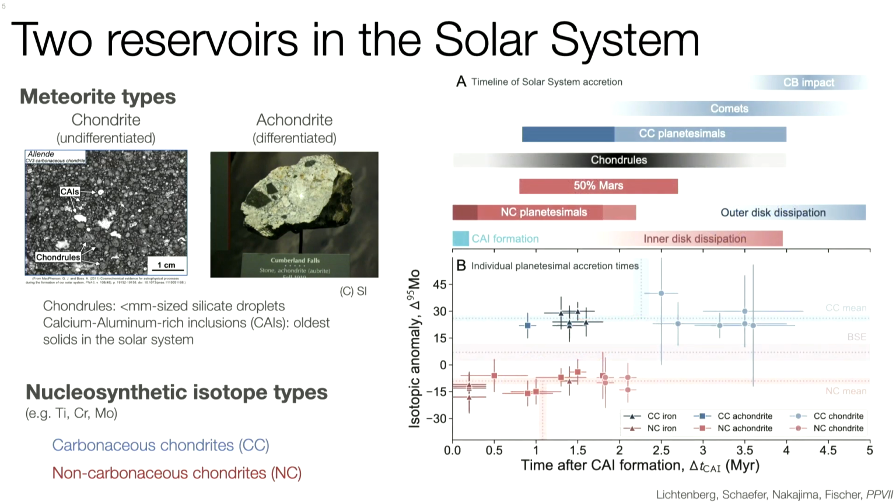Now we are looking at the two distinctive populations as a function of time. Here, the x-axis is time after CAI formation. As you can see, the red still indicates the NC population, which formed early, compared to the CC population, which formed later. So you can see that there's a time offset between NC and CC populations. NC indicates planetesimals formed early in the inner solar system, and CC indicates a population of planetesimals formed later in the outer solar system. This line shows the BSE, the bulk silicate Earth composition.